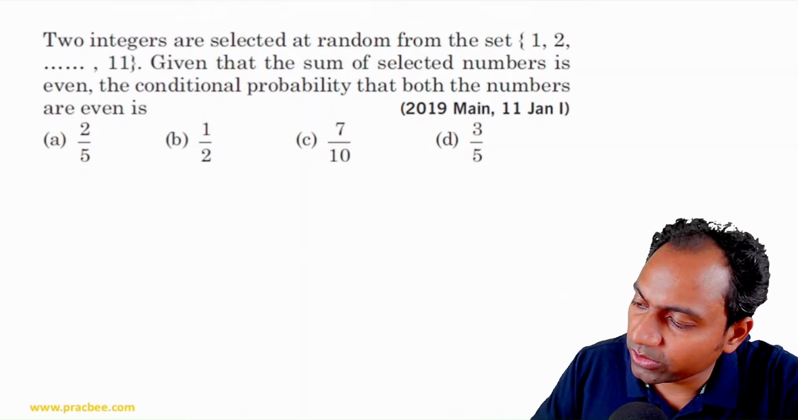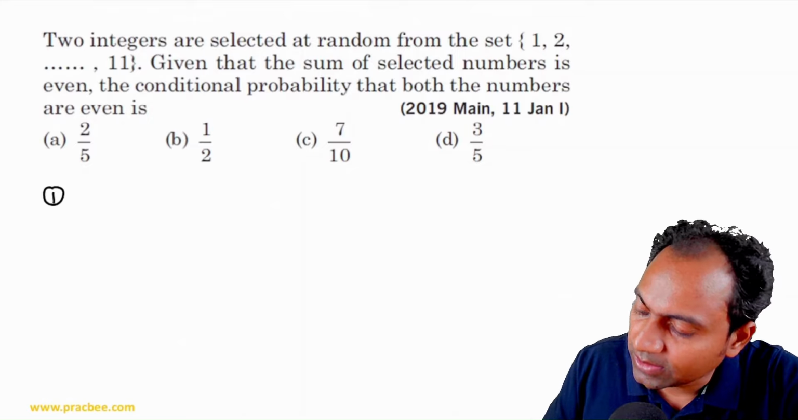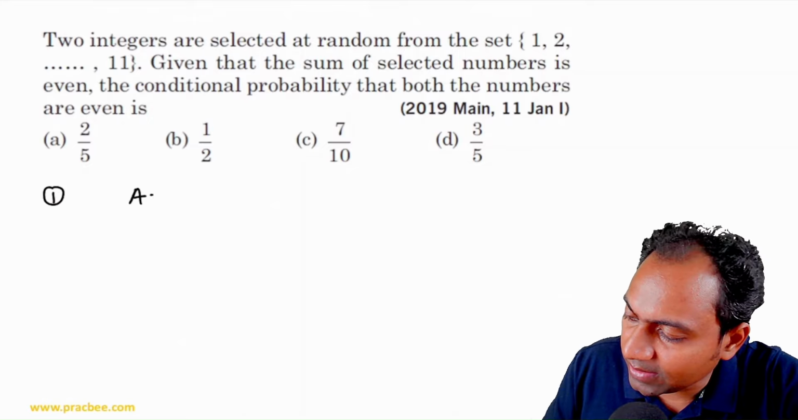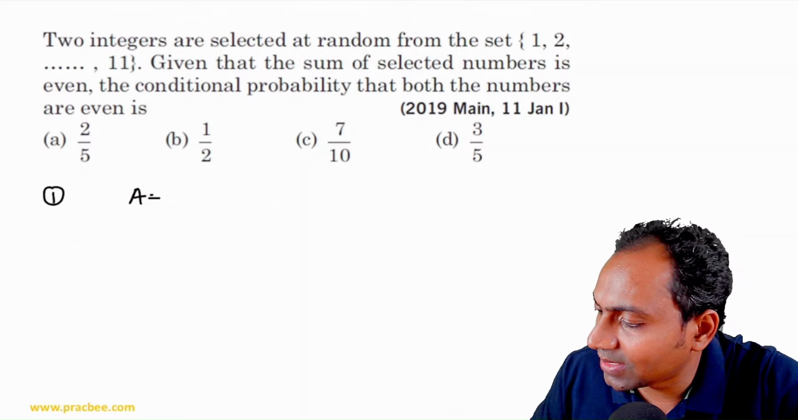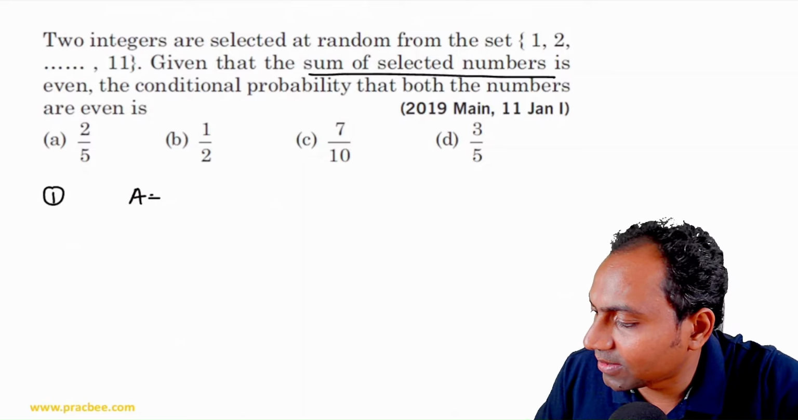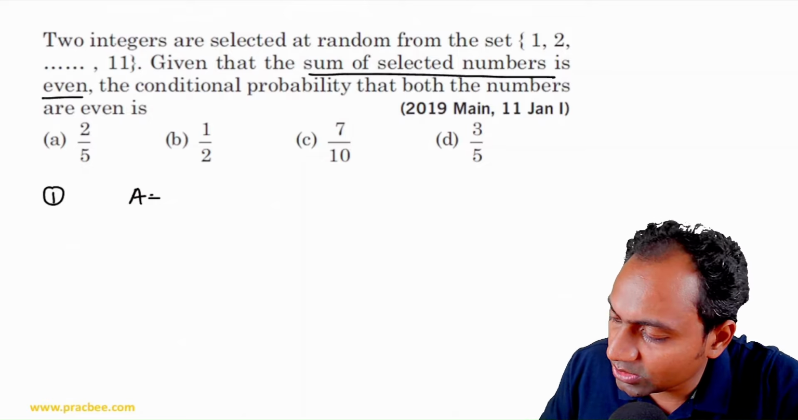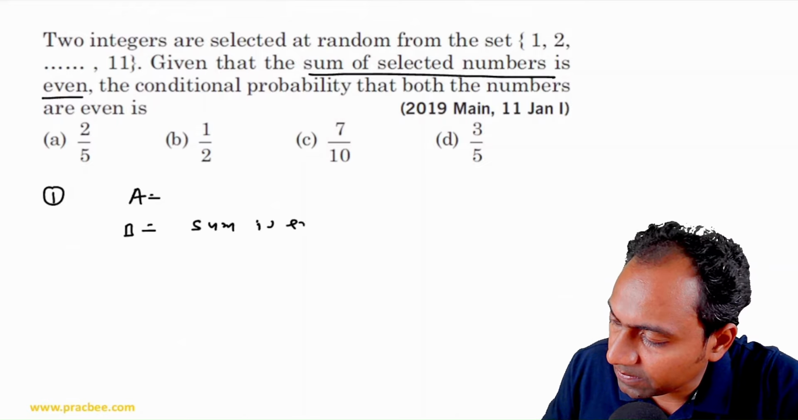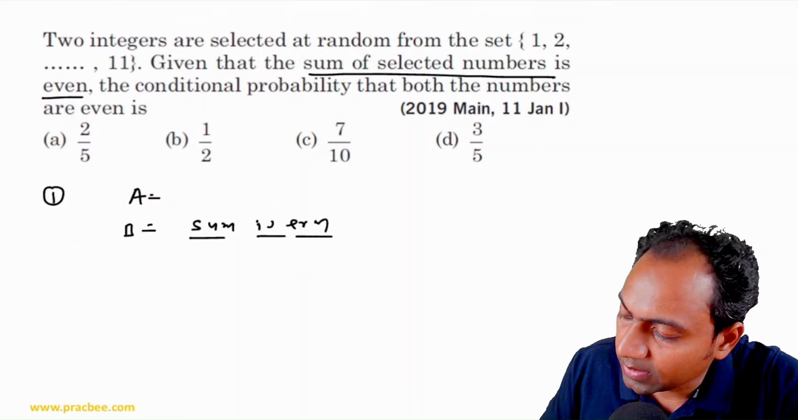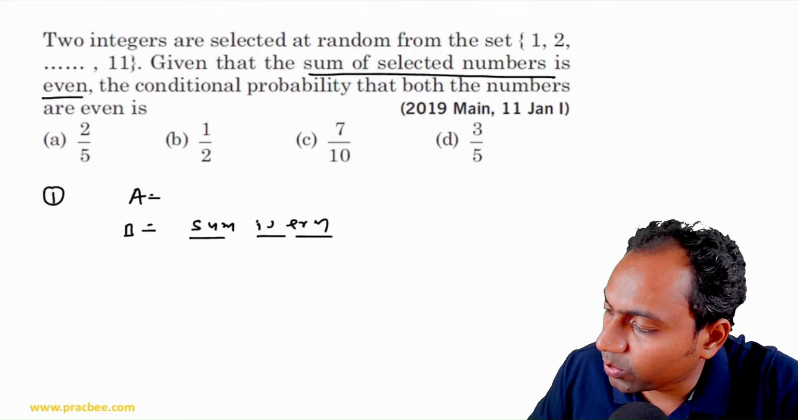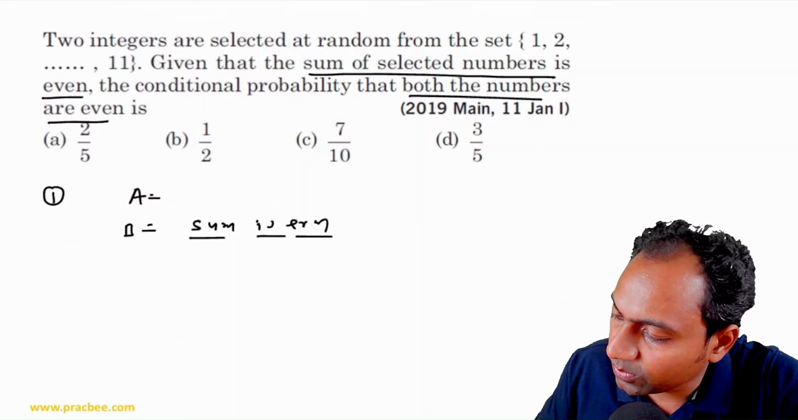Again, this 2019 question, we are going to follow the same algorithm. First, we are going to define the sets. So, my set A is, what they're saying is, the sum of the selected numbers is already given as even. So, this will become my B set. Sum is even. And A part says that both the numbers are even. So, both numbers even.